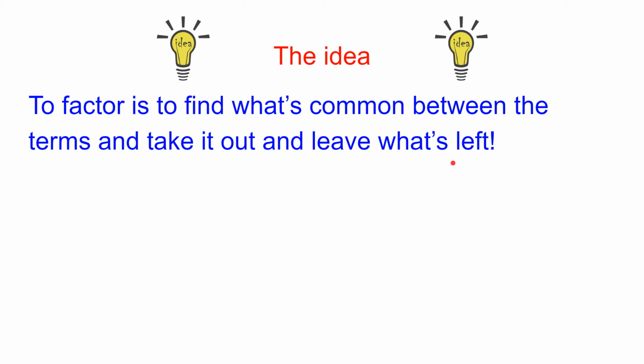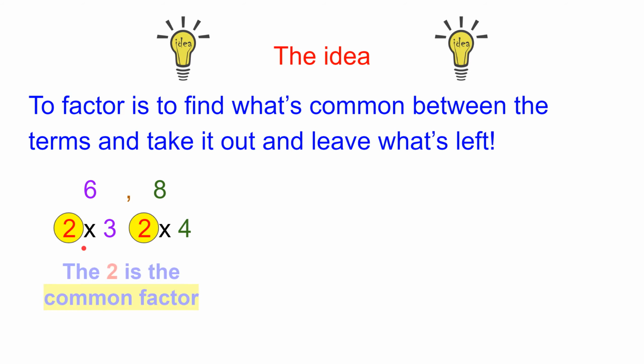Let me show you the first example with numbers. If I have 6 and 8, I need to find the common factor between those two numbers. You have to break down the numbers. 6 is 2 times 3, 8 is 2 times 4. Notice I put the common factor in red, which means this number appears in both numbers. So the 2 repeats in both numbers, so this is the common factor.